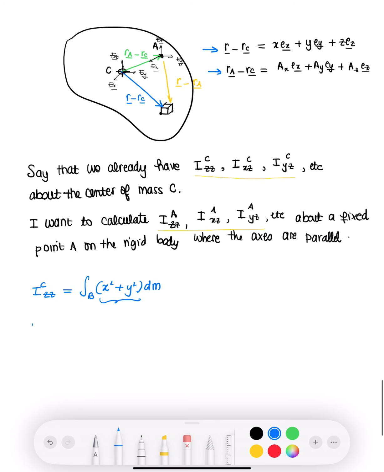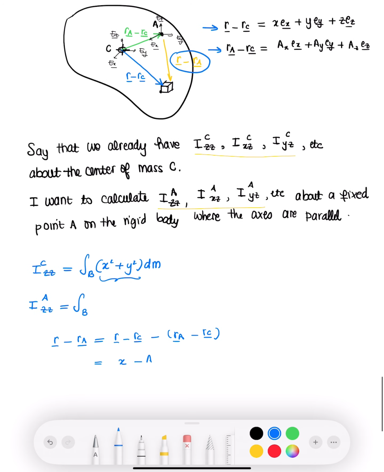Now, when I calculate the moments of inertia about A, this has to do with the mass distribution from the ZZ axis passing by A. So let's think about that for a little bit. That's going to be equal to the x and y components of R minus RA. What is R minus RA? Well, that's R minus RC minus RA minus RC. So that's equal to x minus ax ex plus y minus ay ey plus z minus az ez.